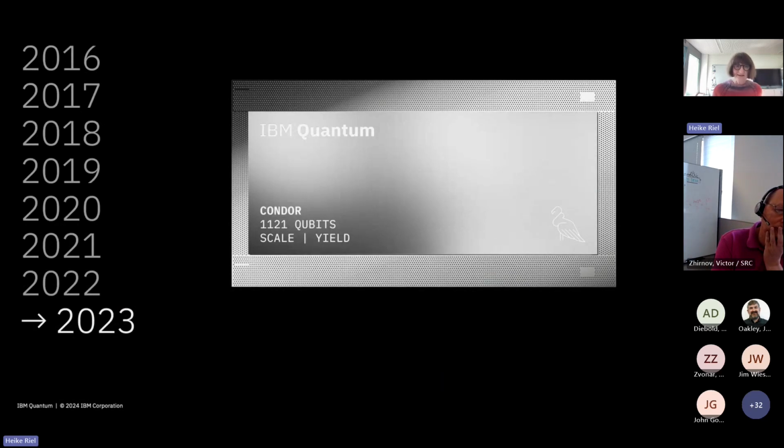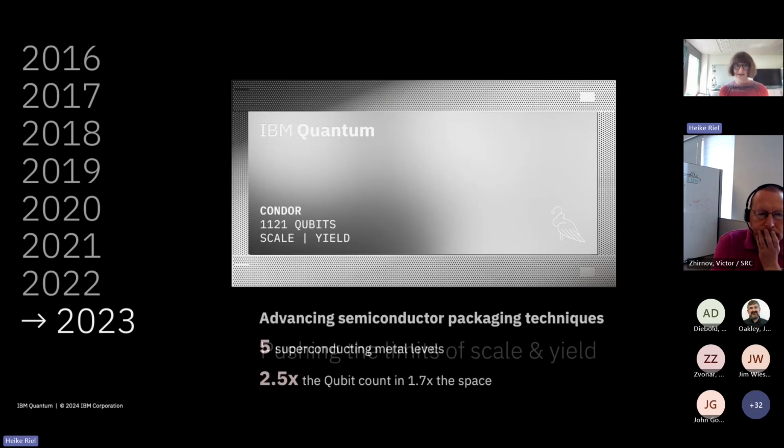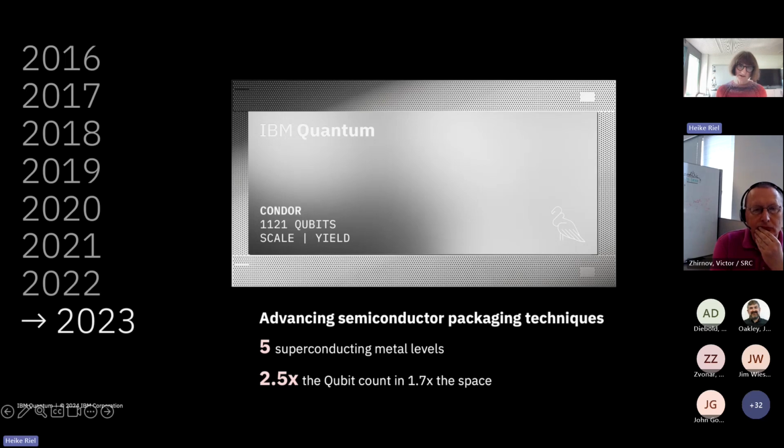Last year in December, we were able to demonstrate the first chip over 1,000 qubits, again pushing scale and yield. This means that for this chip, we used 5 superconducting metal levels and 2.5 times the qubit count in 1 times the space. So you see there is a lot of activity in miniaturizing things, making it less costly and pushing the scale.